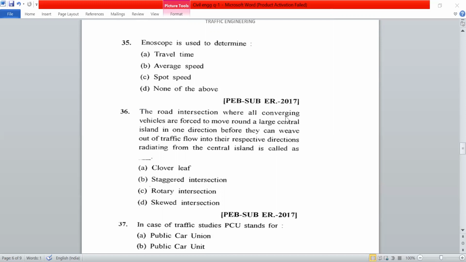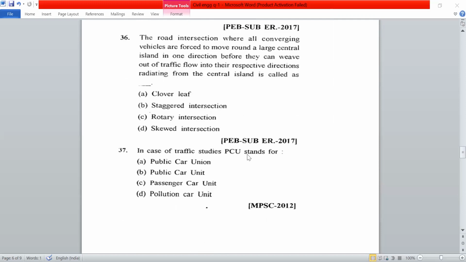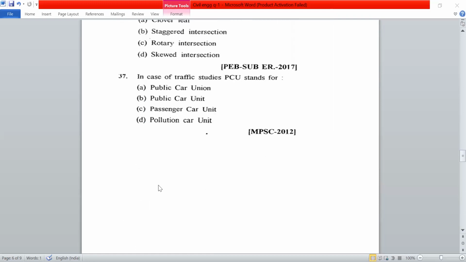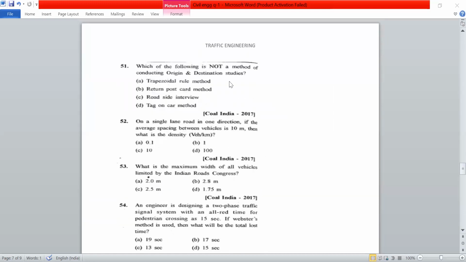The road intersection where all converging vehicles are forced to move around a large central island in one direction before they can weave out of traffic flow into their respective directions radiating from the central island is called as rotary intersection. In case of traffic studies, PCU stands for passenger car unit. Not a method of conducting origin and destination studies: trapezoidal rule method.